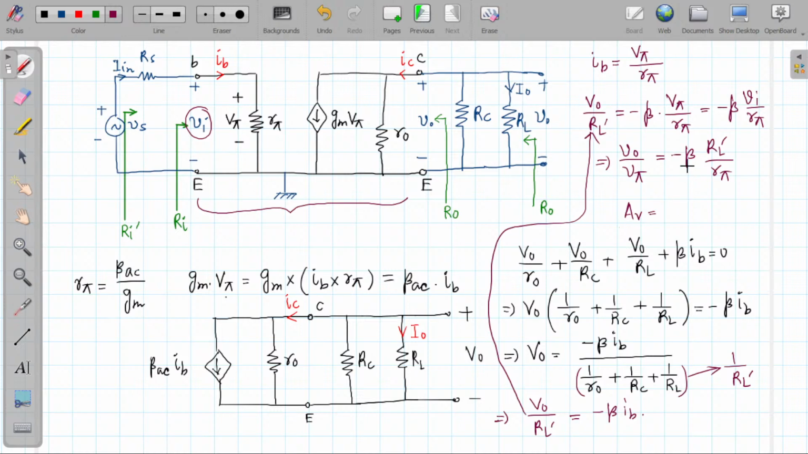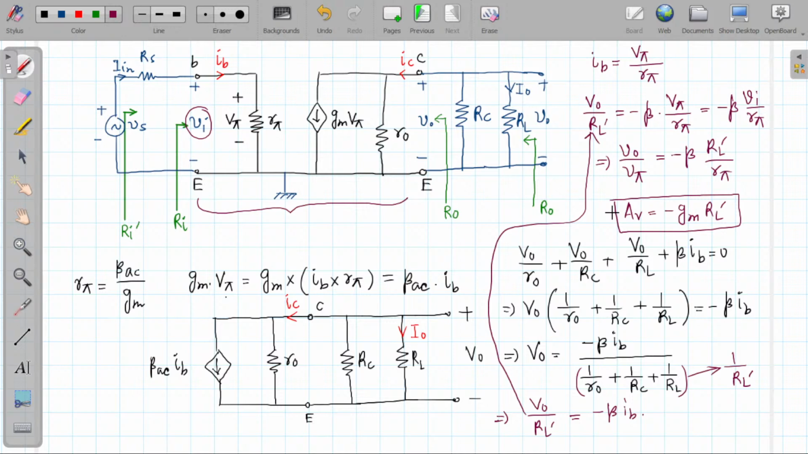So Av is nothing but minus beta RL dash by R pi, and beta by R pi is nothing but the transconductance. So that means Av will be equal to minus gm times RL dash. So this is one of the most important relationships that you have to find in the examination. They will ask you what is the voltage gain of the transistor itself in the case of common emitter mode with RE resistance.